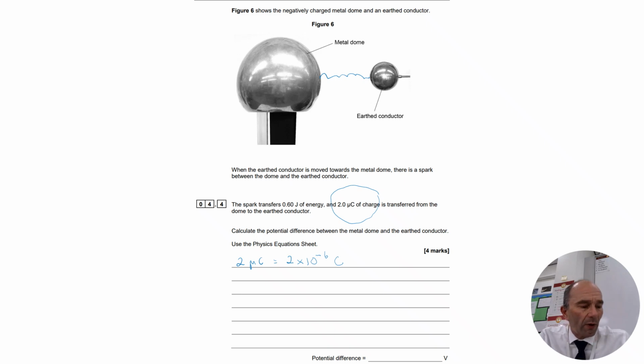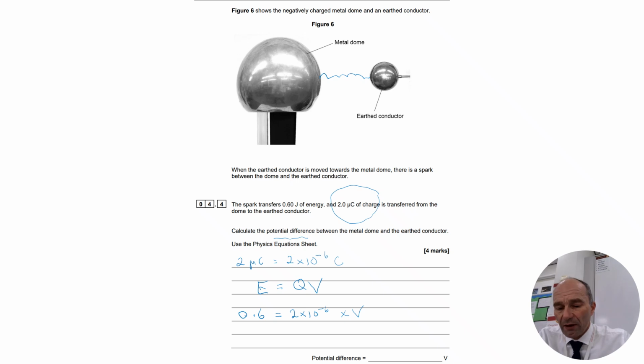Now we've got to remember our formula. Energy is charge multiplied by potential difference. So in this case, we've got to calculate the potential difference. We've got the energy and we've got the charge flow. Substitute in the numbers that we've got. Now, we've got 1 mark for the conversion alone. Substitute the numbers in. We've got 0.6 equals 2 times 10 to the power of minus 6 multiplied by V. That's where we get our second mark from. And of course, the third mark is from doing some manipulation.